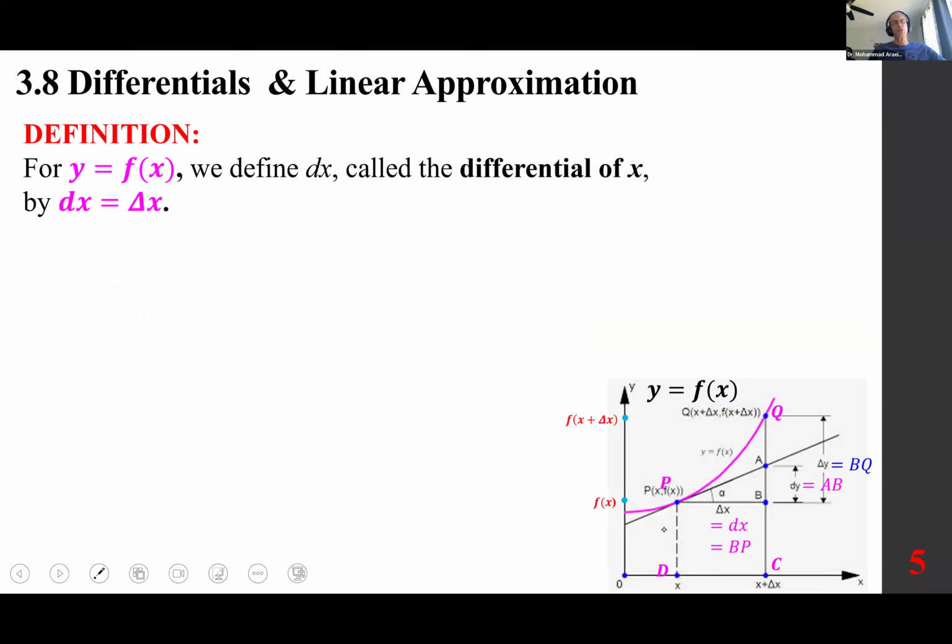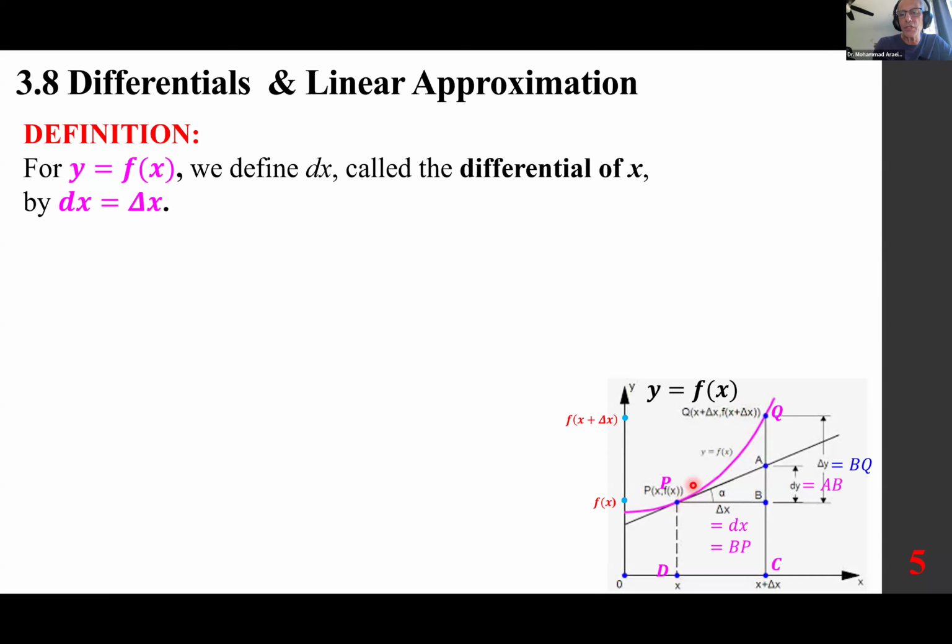And now section 3.8, differentials and linear approximation. Definition. For y equals f of x, we define dx, or the differential of x, by dx equals delta x. So take a look at this function, y equals f of x. It's a curve. P is a point with coordinates x and f of x. Q is a point with coordinates x plus delta x and f of x plus delta x.